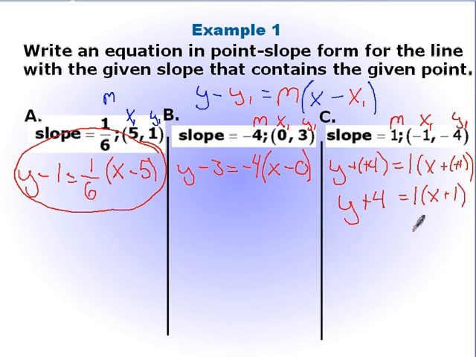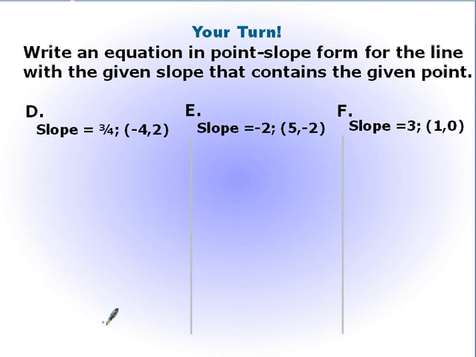So I just simplified those minus negatives. By the way, make sure you copied all this down into your notes packet. Alright, now it's your turn, so pause the video and write these out in that y minus y1 equals m times x minus x1 form. This is called the point slope form.